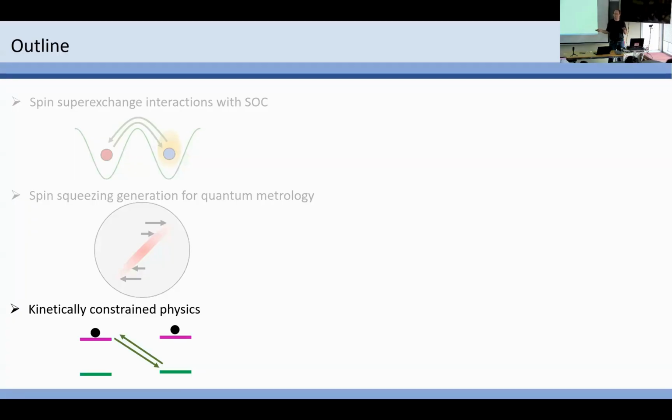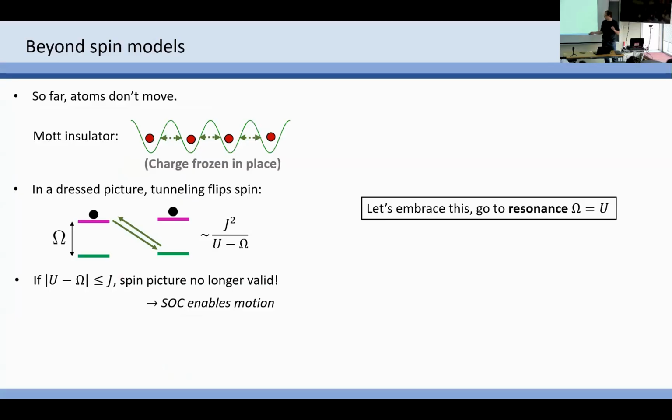Last thing I wanted to tell you guys about, if there are no other questions, is something a little bit fancier, which is basically going beyond spin models. I don't think this will be too long. So far the atoms we've considered do not move. It's a Mott insulator. Let's suppose one particle per site, all the charge is frozen in place.